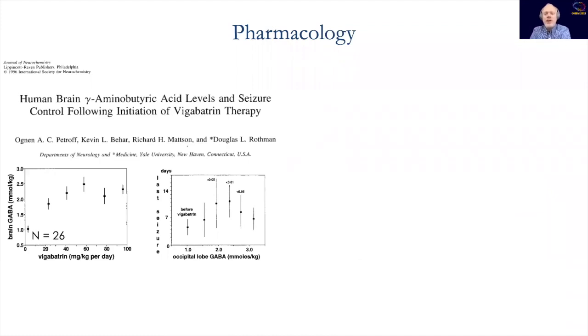In this study, they used vigabatrin, and vigabatrin is a GABA aminotransferase blocker. So it blocks the breakdown of GABA. In this study, vigabatrin was given to patients with epilepsy and GABA was measured serially. This figure here shows the dose response information. GABA levels increased due to accumulation, increasing with up to 60 milligrams per kilogram. In addition, clinically, the number of seizures went down.